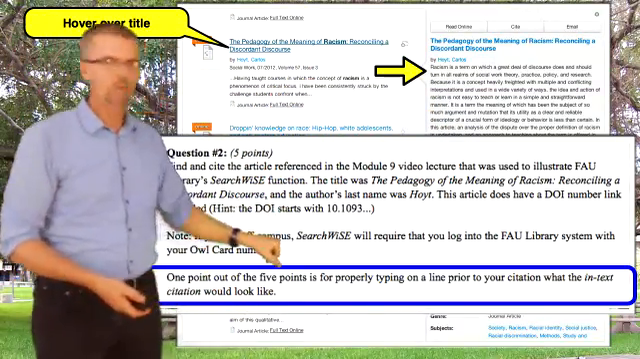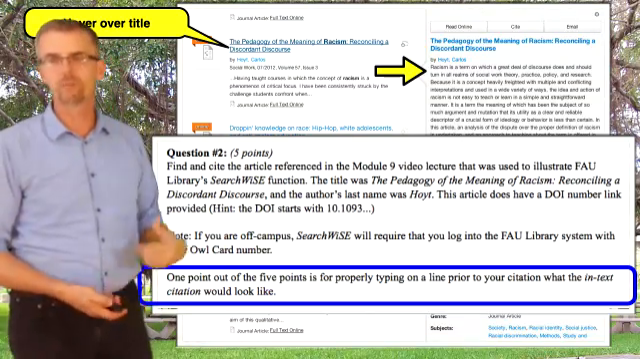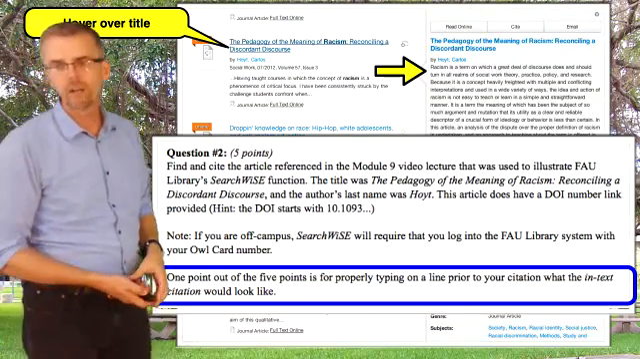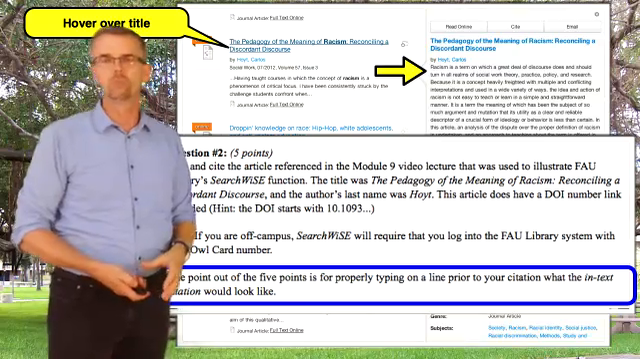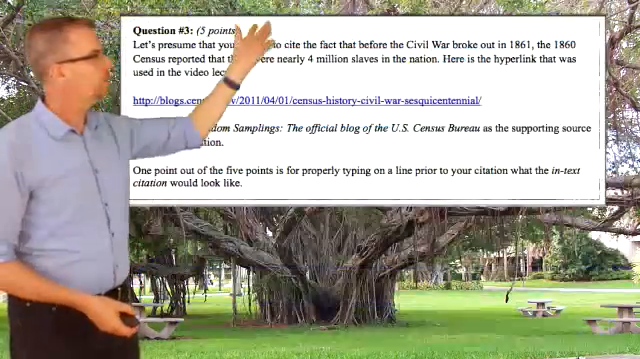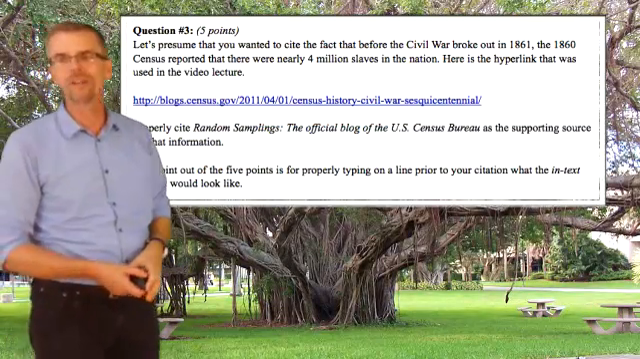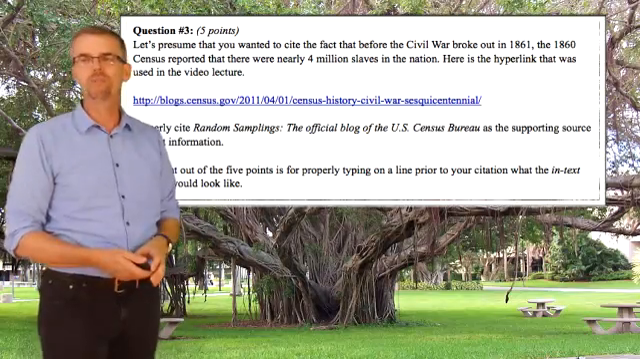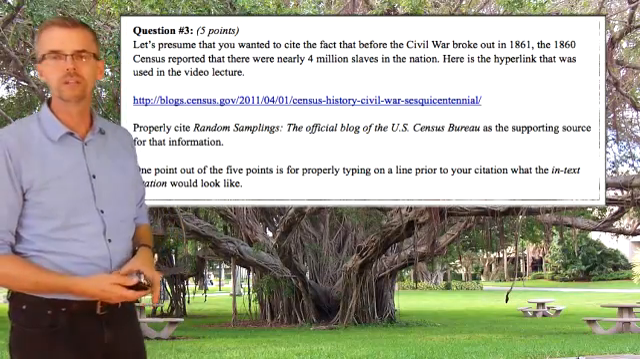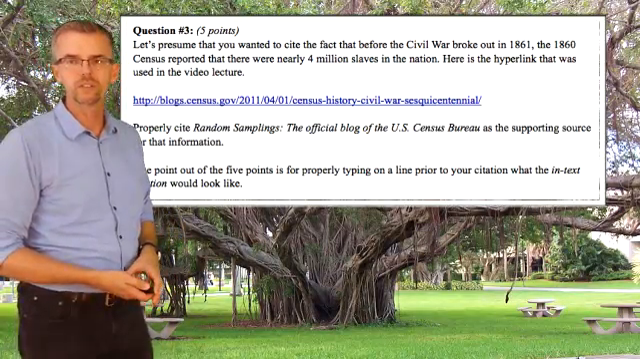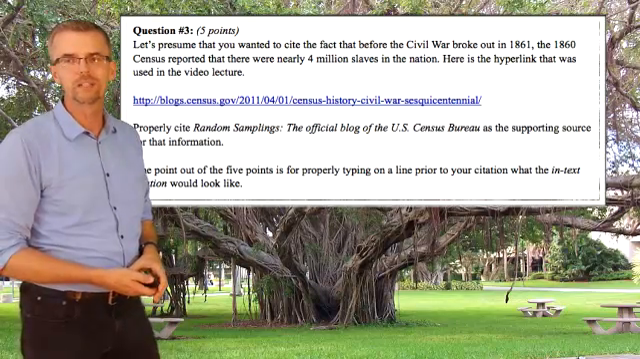Once again, 1 point of the 5 points is for properly typing on a line prior to your citation what the in-text citation would look like. Question number 3. Let's presume that you wanted to cite the fact that before the Civil War broke out in 1861, the 1860 census reported that there were nearly 4 million slaves in the nation.